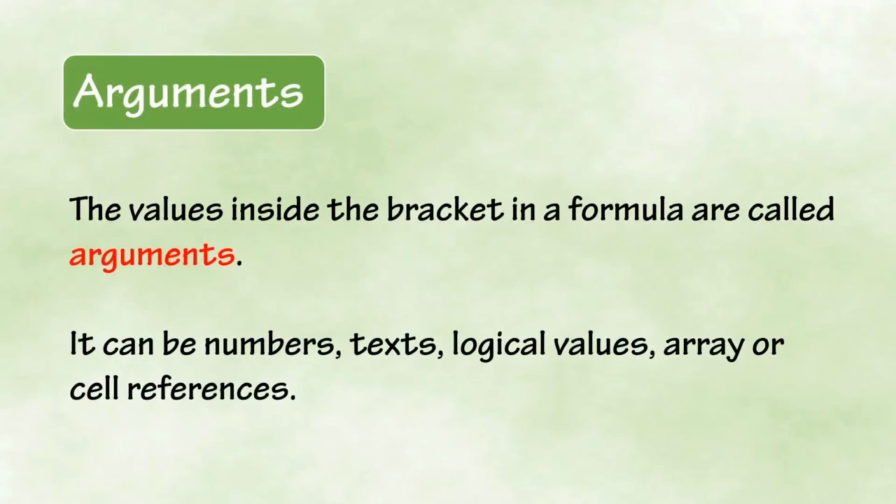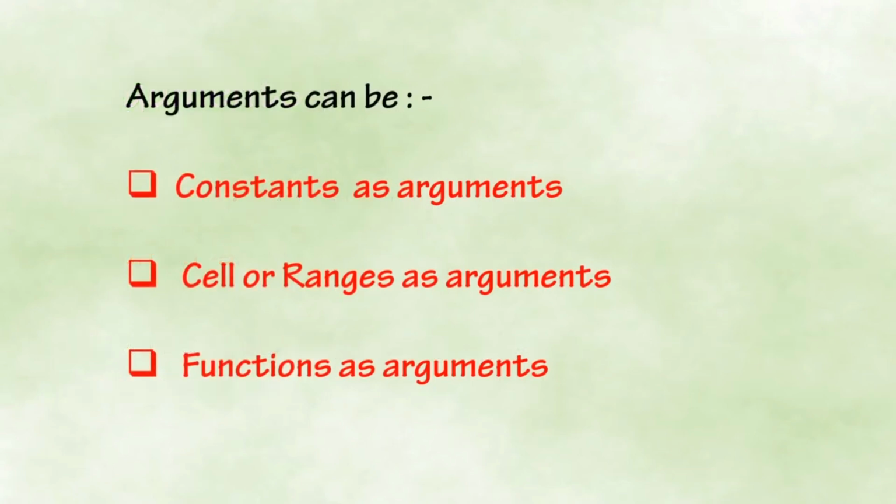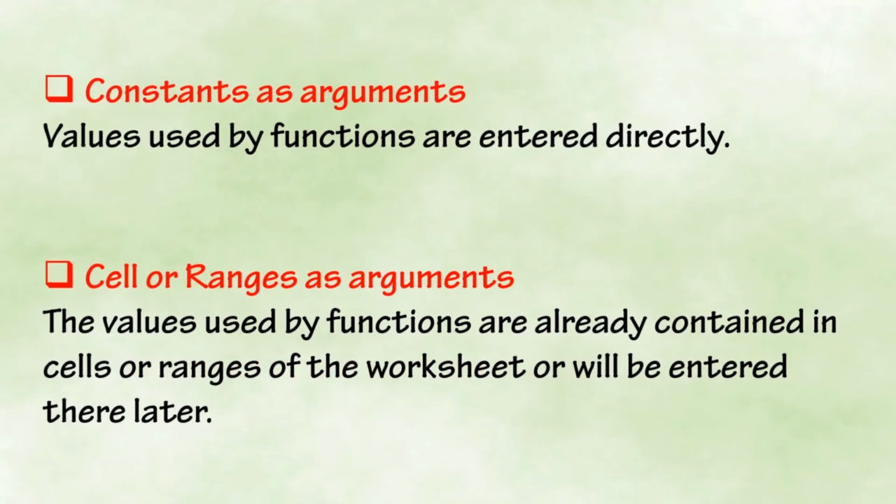Arguments. The values inside the bracket in a formula are called arguments. It can be numbers, text, logical values, array, or cell references. Arguments can be constant arguments, cell or ranges as arguments, functions as arguments. Constants arguments. Values used by functions are entered directly.